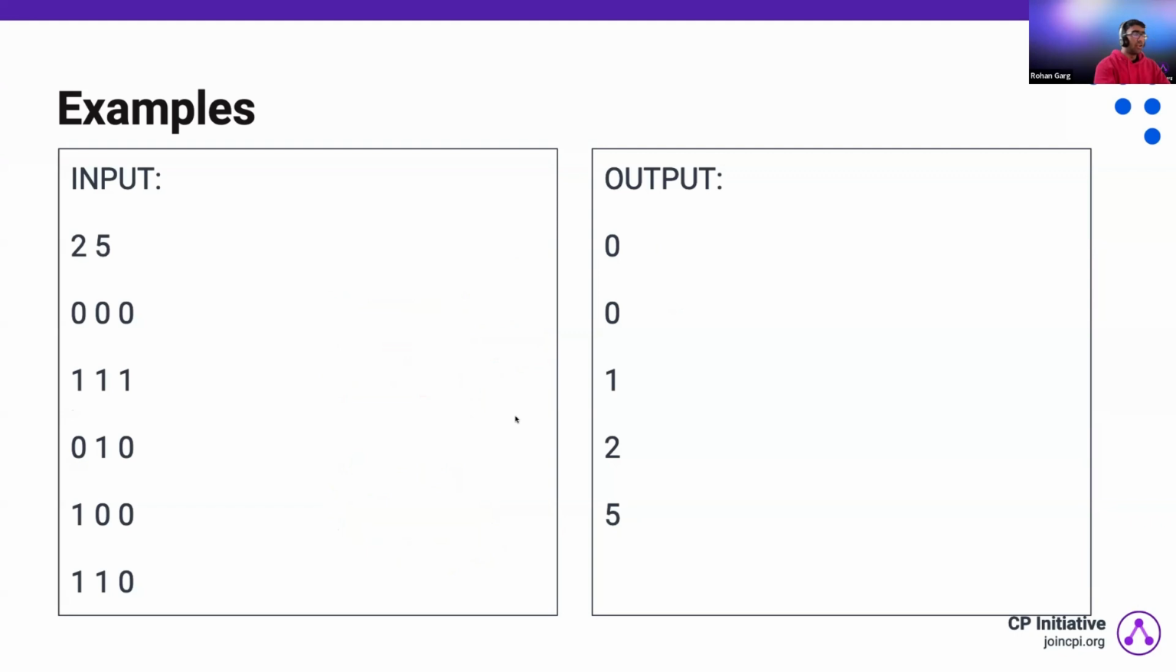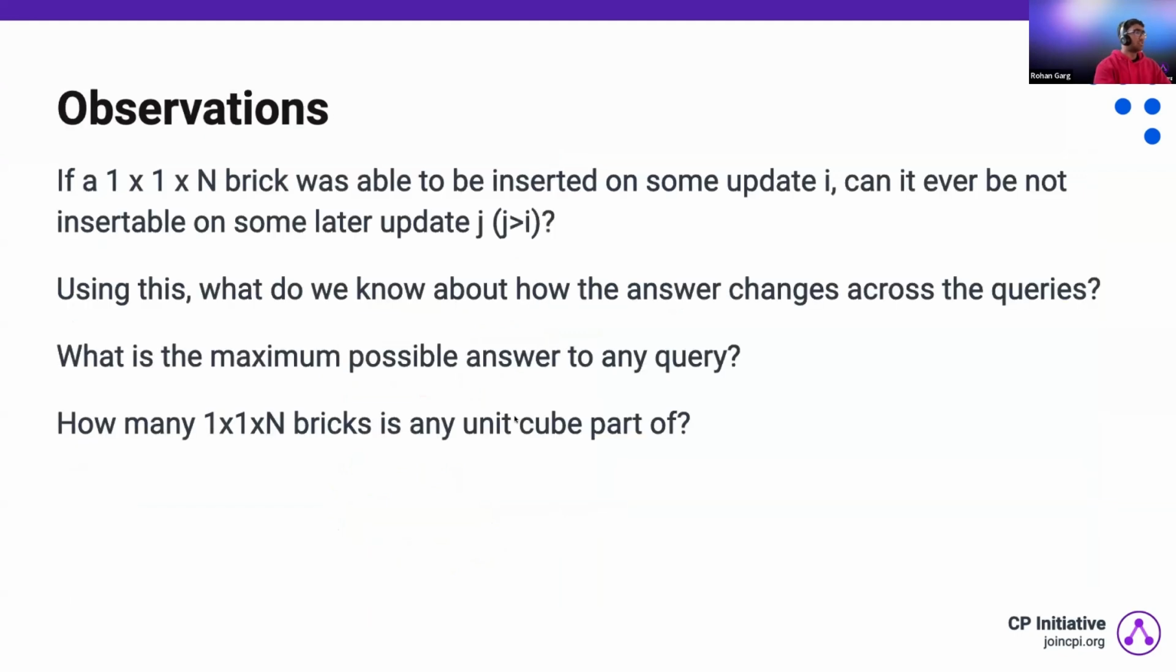So looking at the sample, this leads to some basic questions. First of all, if a one by one brick was able to be inserted at some update, can it ever be not insertable on a future update? And the answer to this one is pretty clearly no, because we never add back a cheese block after carving it out. Once we carve out a cheese block, it's carved out forever.